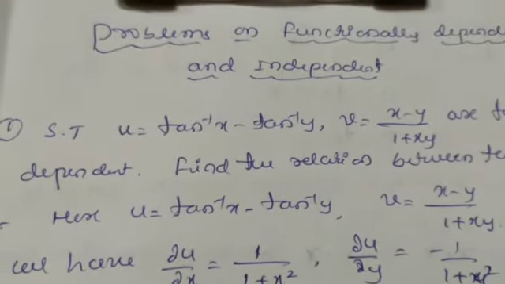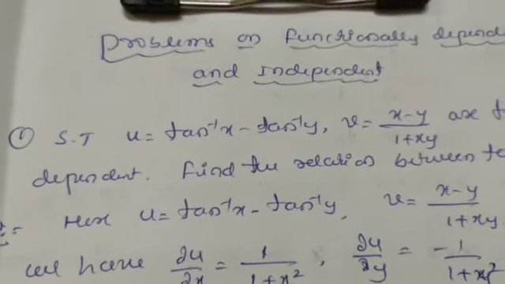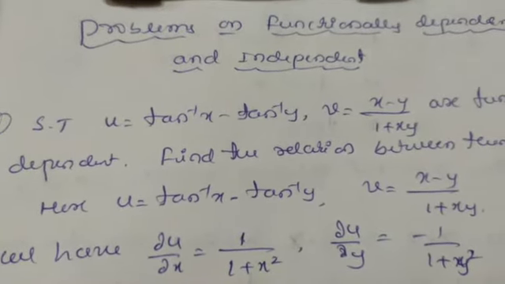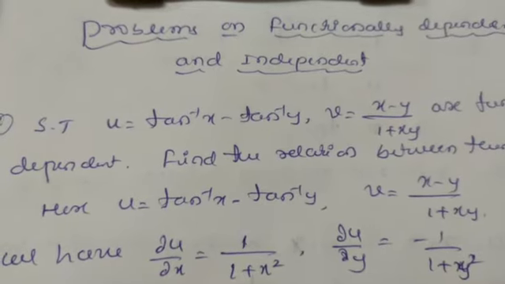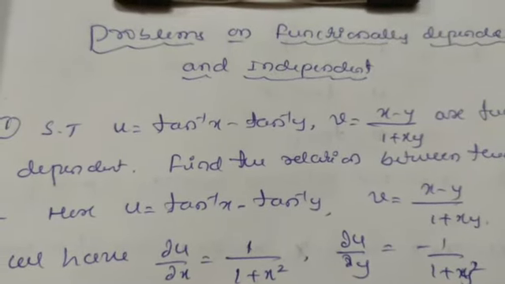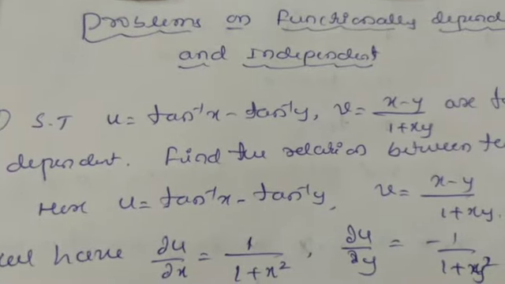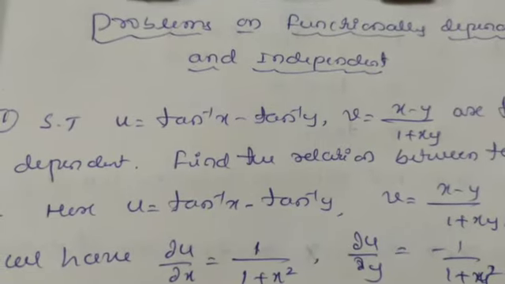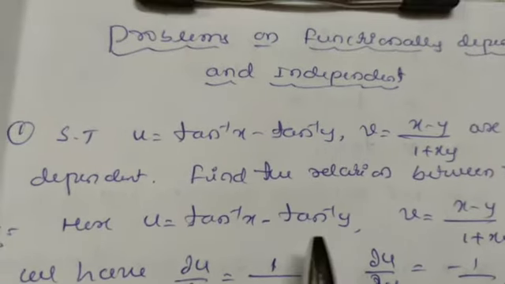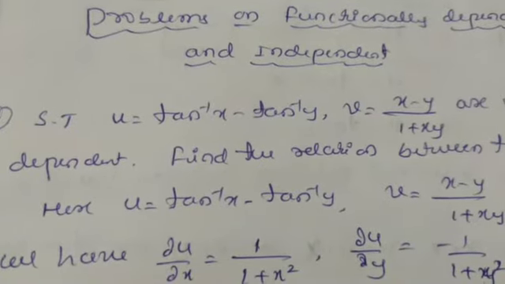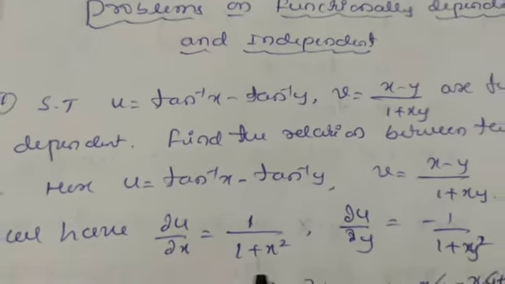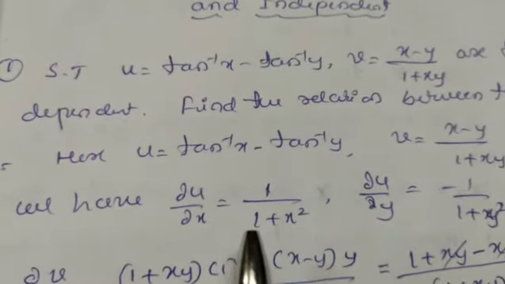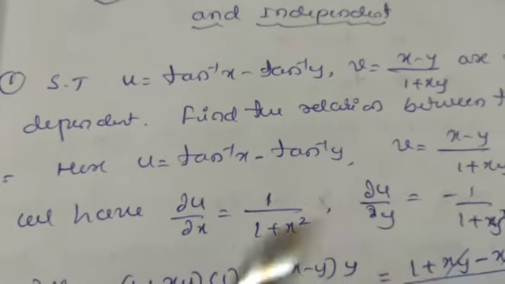In the last video we have seen the definition of functionally dependent and independent. We know that u and v are said to be functionally dependent if the Jacobian of u and v with respect to x and y is equal to 0. Here you have to show that u and v are functionally dependent, so you have to prove that the Jacobian of u and v with respect to x and y is equal to 0. So first you write u and v as it is.